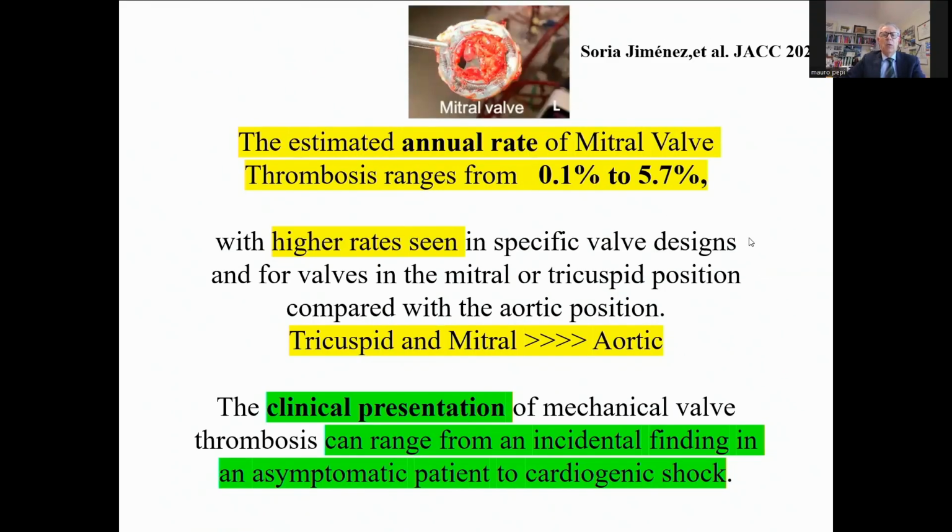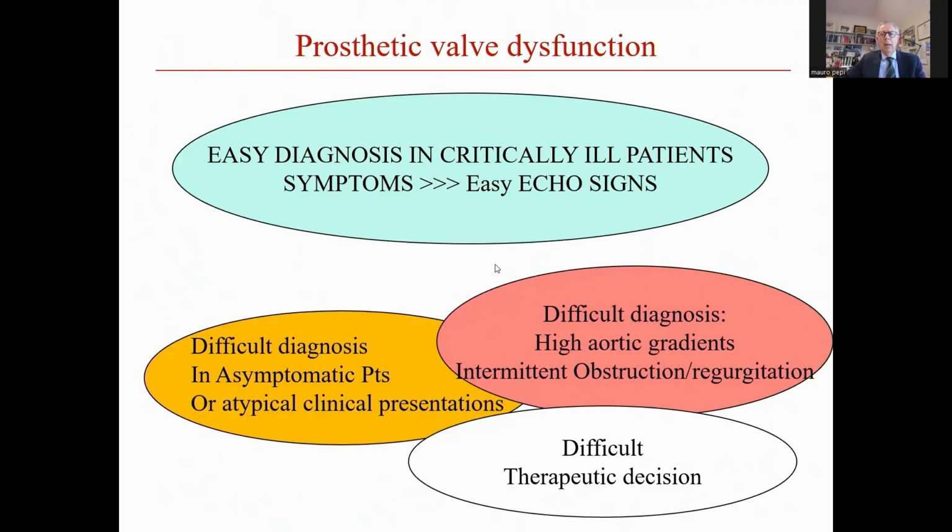The estimated annual rate of mitral valve thrombosis varies from 0.1 to 5.7, and we know that the higher rates have been seen for the tricuspid, more than the mitral, more than the aortic. And the clinical presentation can range from an incidental finding in an asymptomatic patient, to cardiogenic shock. So I will discuss easy diagnosis in the critically ill patient, difficult diagnosis, high aortic gradient, and therapeutic decision.